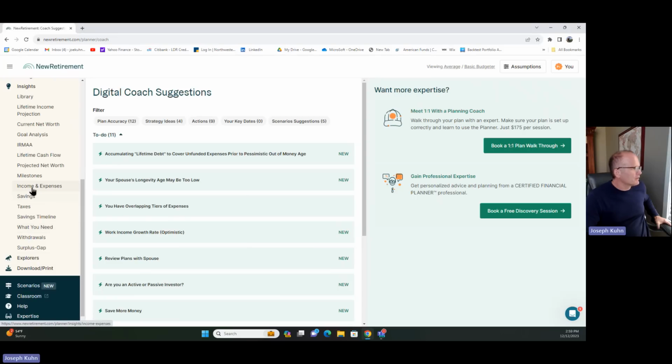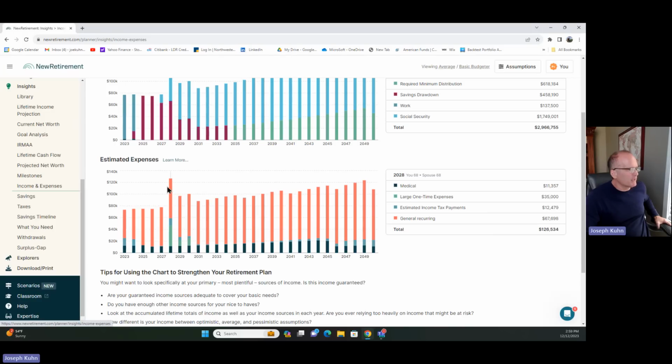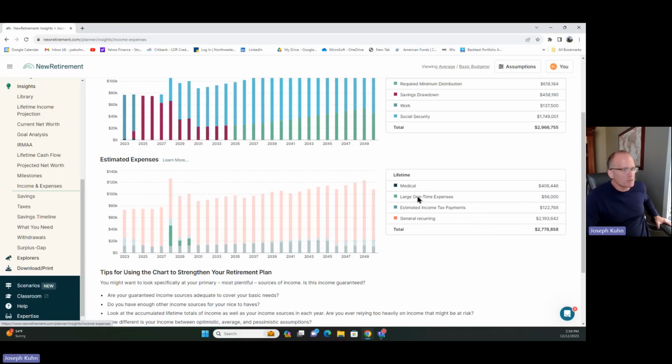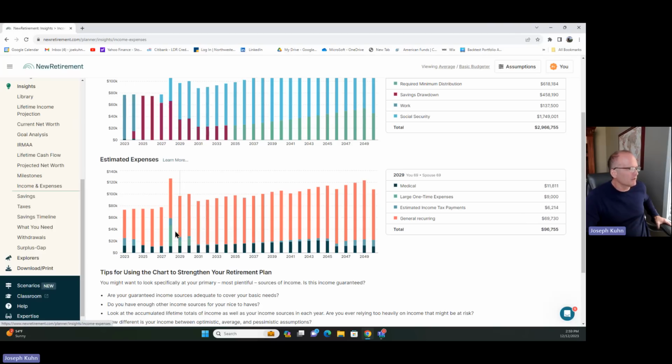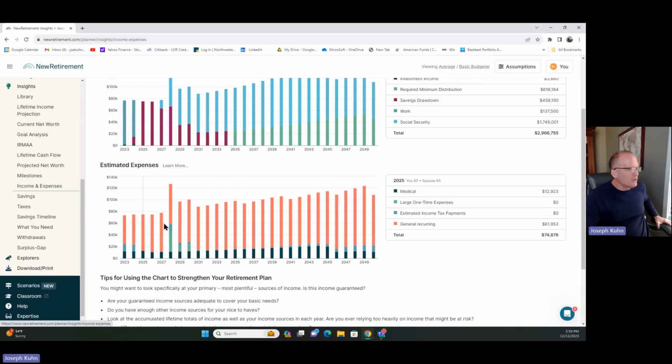A few of the features here is a chart of your estimated income and where it's coming from. It's out here to the side year by year, which is really pretty cool. You can see when Social Security kicks in here, savings drawdown here is this reddish color. You can see required minimum distributions. You can see your expenses. This big expense here was a new car purchase. There's some one-time purchases. See these large one-time expenses, 56,000 over here coming in. I think I got a new furnace and a new roof in there. So you can see the expenses year by year.